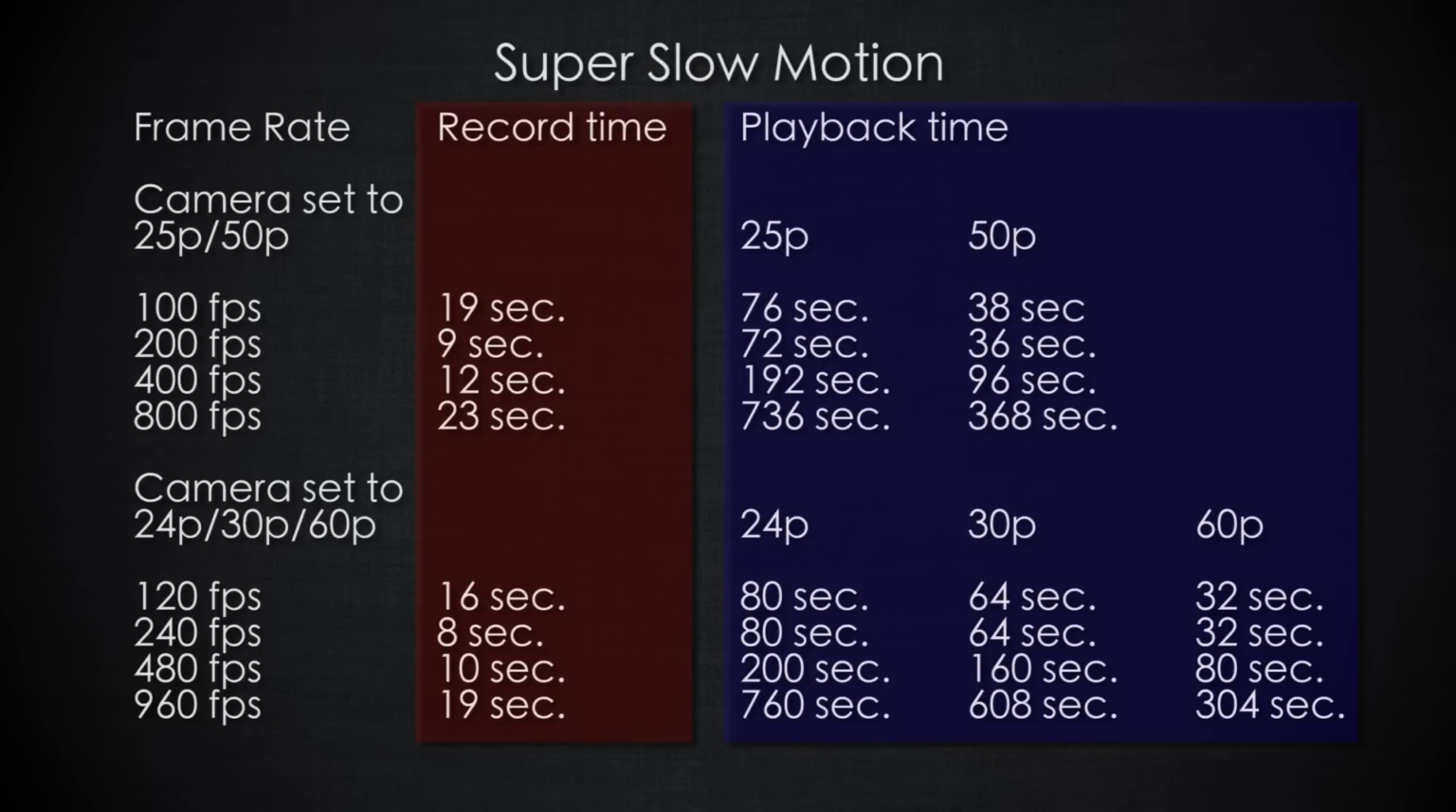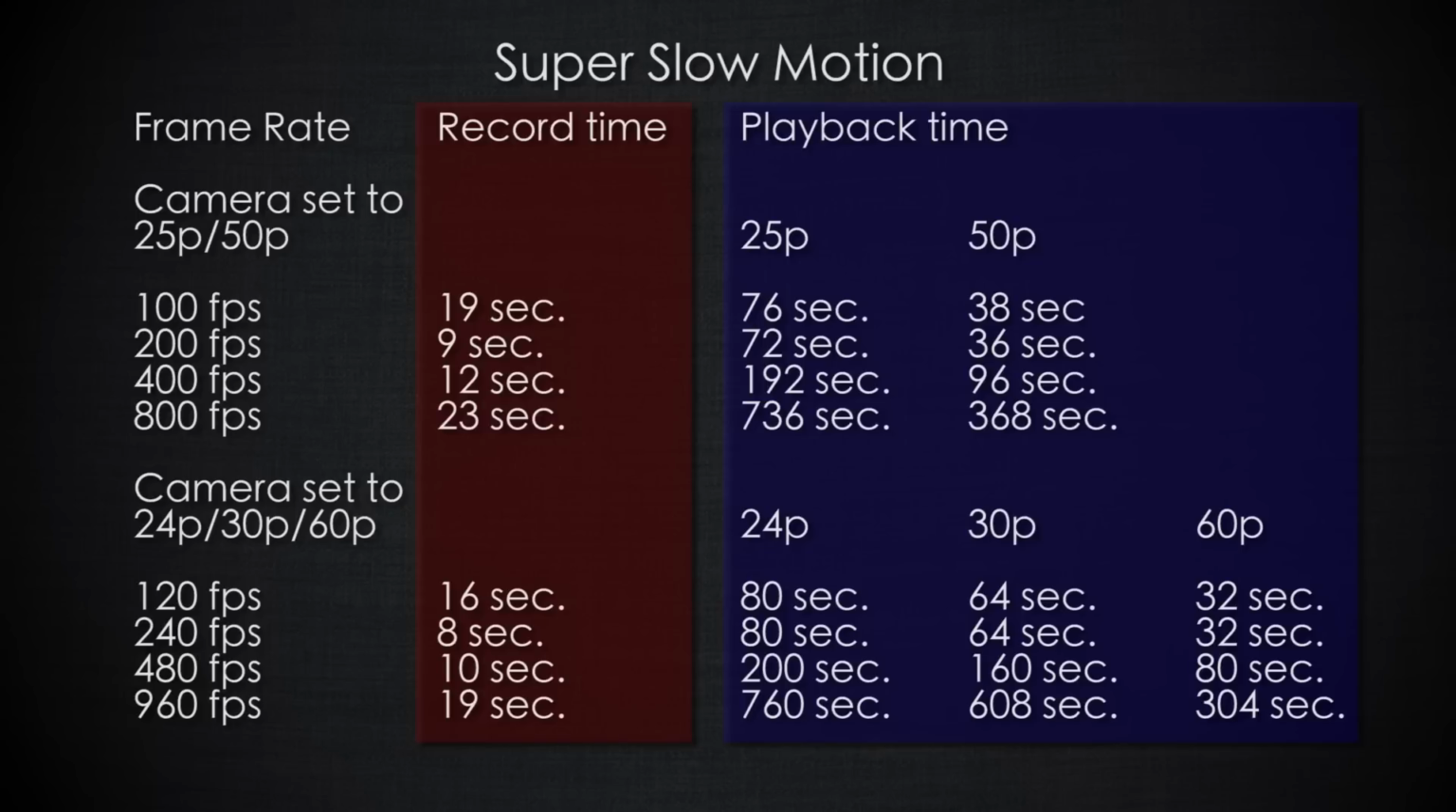That does introduce a limit as to how long you can shoot for when you're shooting in S&Q motion at any one time. This table here gives you an idea of the different durations that you can shoot for when using super slow motion, depending on the frame size.